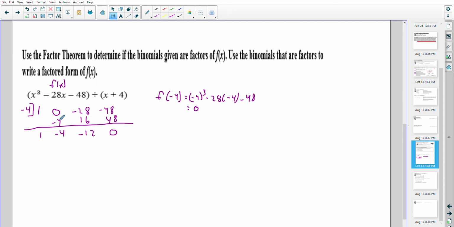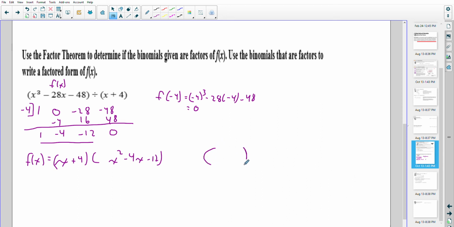Now, the benefit of using synthetic division is that you have your factored polynomial. So what this really means is that x plus 4 times, and then it's going to be x squared minus 4x minus 12 is equal to this f of x. Now, the last part of this is to determine if this can be factored as well. So we're going to see if you can factor that.